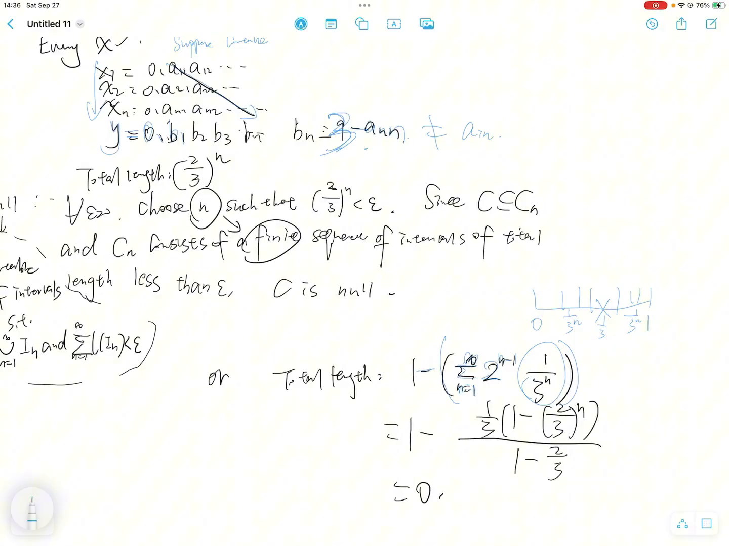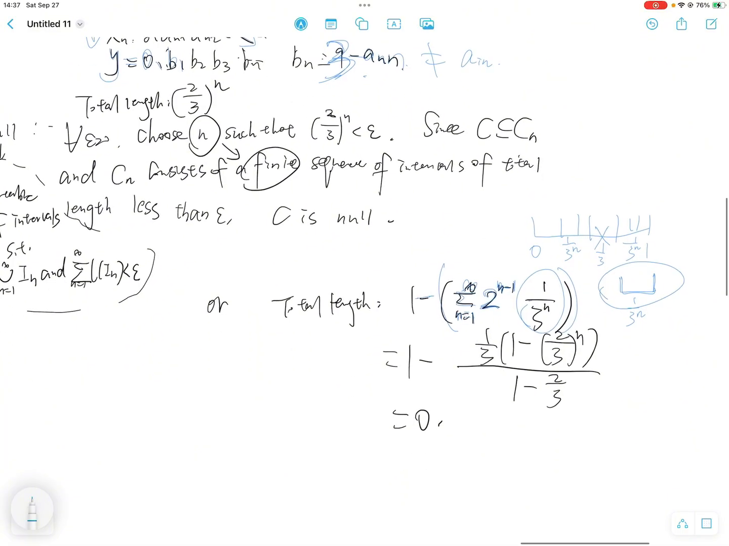1, because each interval I remove has length 1/3 to the power n, but each time the number of such intervals is 2 to the power n minus 1, right? And I sum this using the geometric series. I have proved that it's 0.